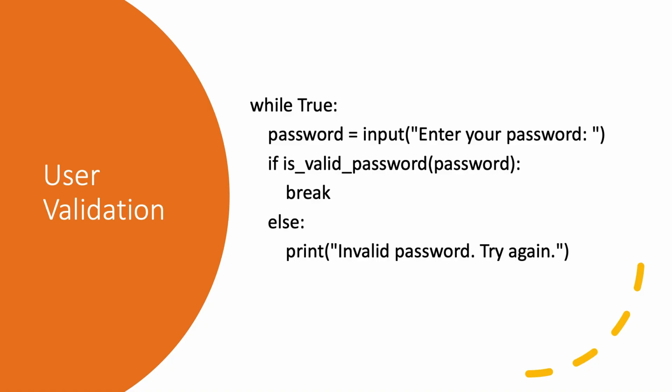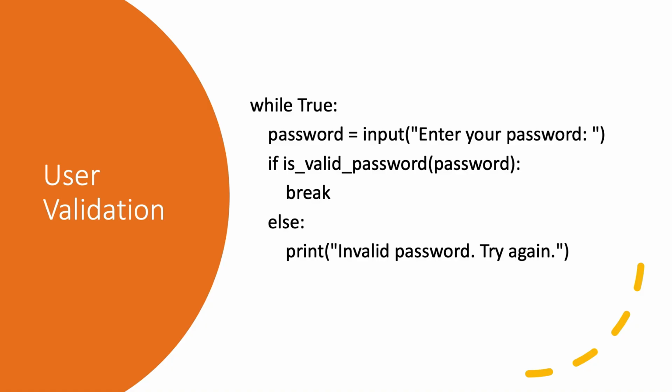So the loop runs indefinitely with while True, prompting the user to enter their password. Then the entered password is validated by the isValidPassword function, which takes one argument, the user's entered password. Now this function should have some requirements check to validate that the password meets all of them, like how many characters and what type of characters.